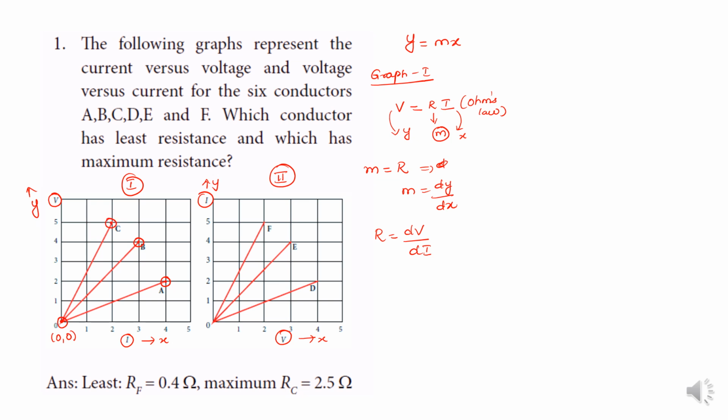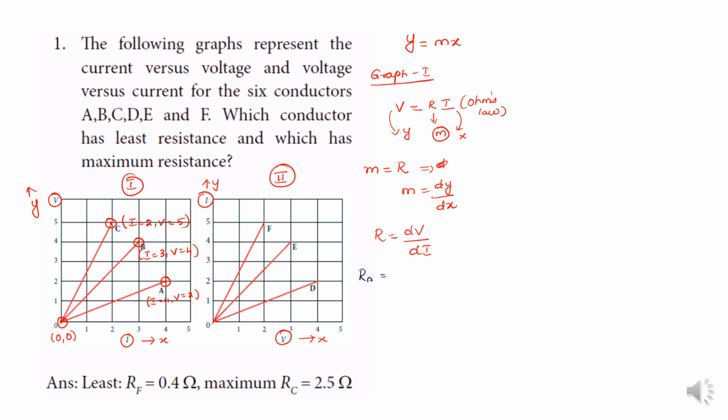What is the x here? 4. What is y? 2. So I is equal to 4, V is equal to 2. For this graph, I is equal to 3, V is equal to 4. For this one, I is equal to 2, V is equal to 5. Okay? Is that clear? Okay. Now let us find the resistance of A.